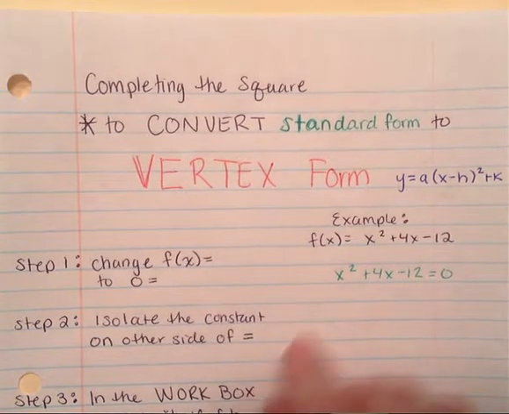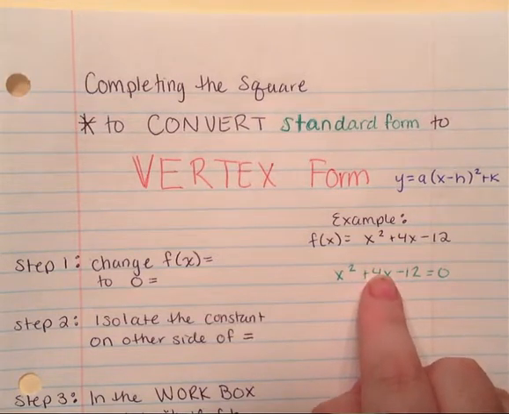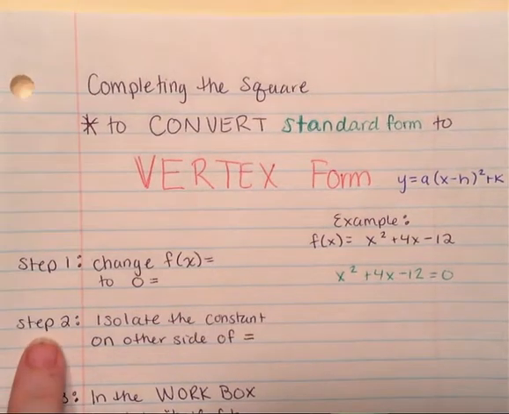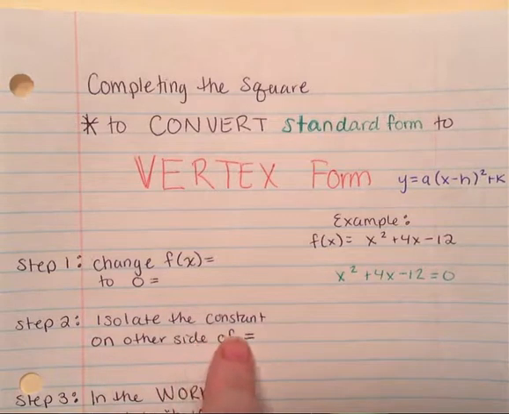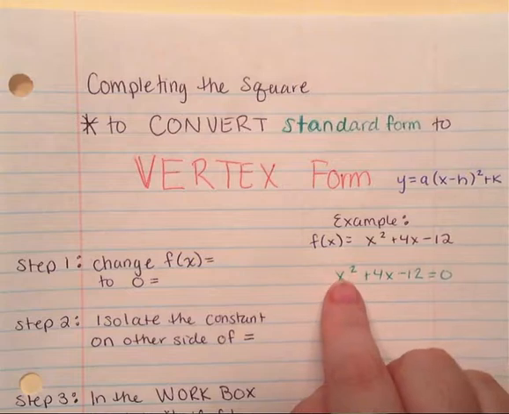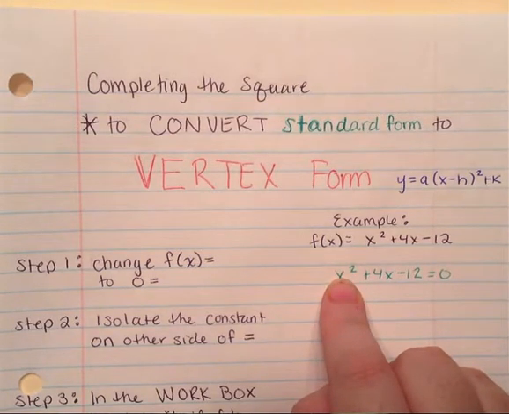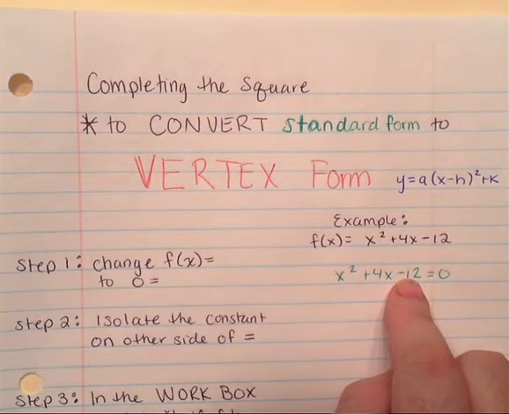Another thing you want to know about completing the square is that if your b value is even, it's going to make it a lot easier to complete the square. The second step is to isolate the constant on the other side of the equal sign. The constant is the number that does not have a variable with it. X squared is your quadratic term, 4x is your linear term, and negative 12 is your constant.